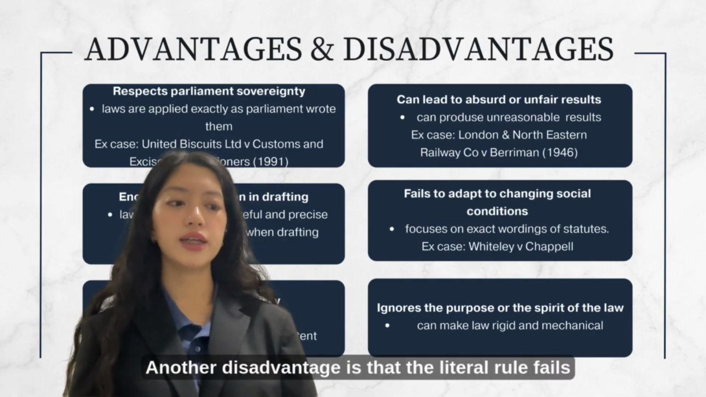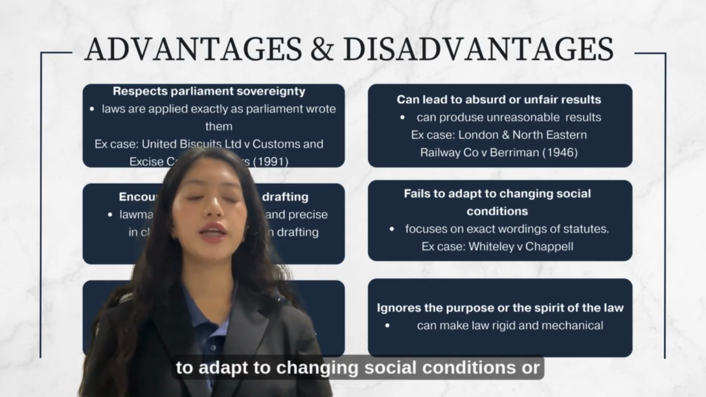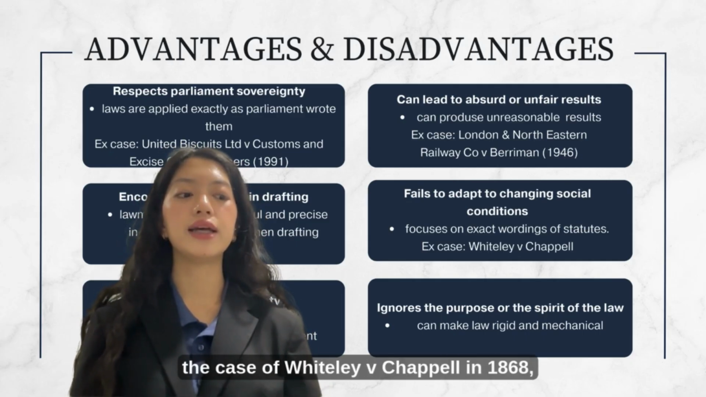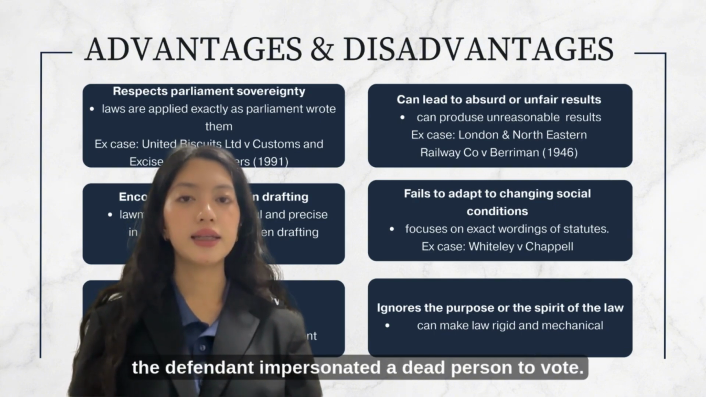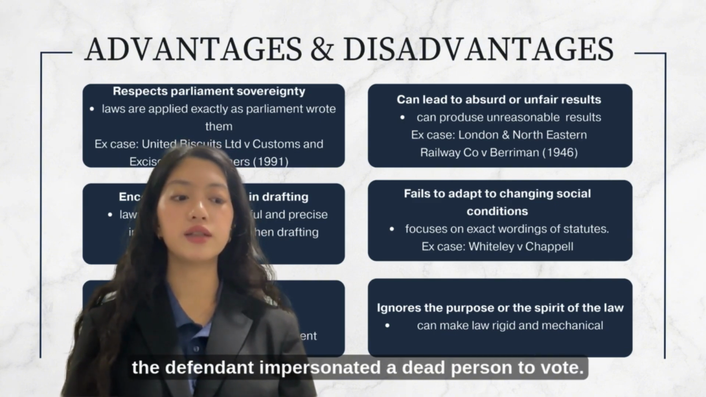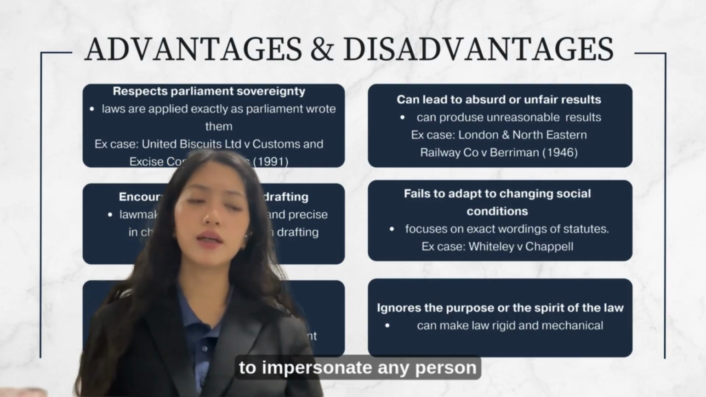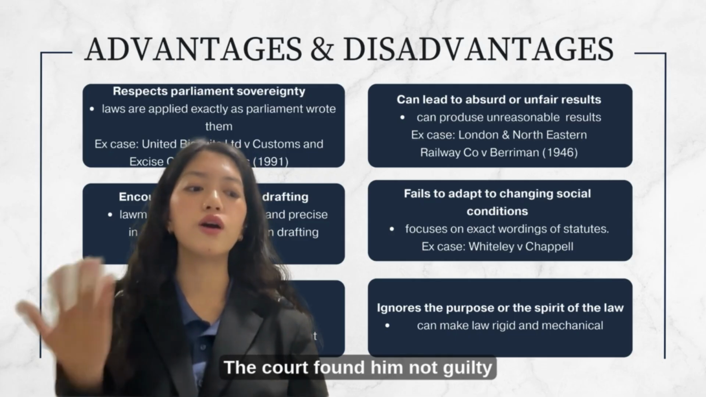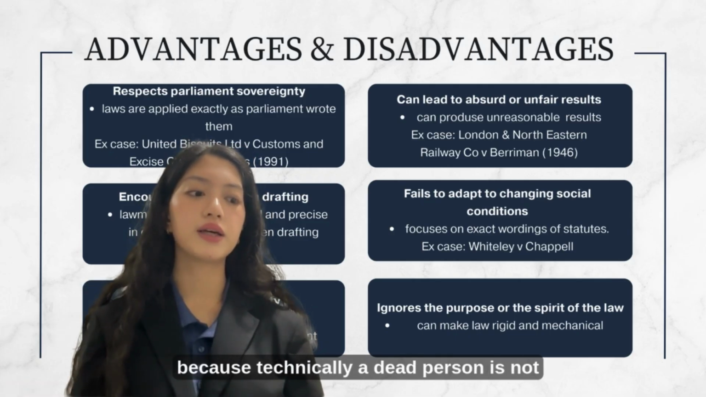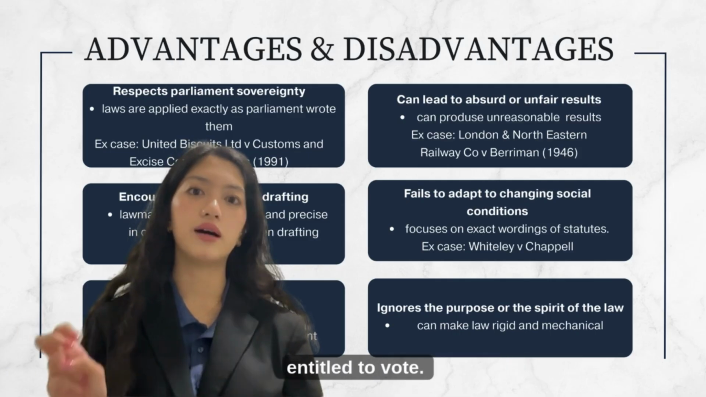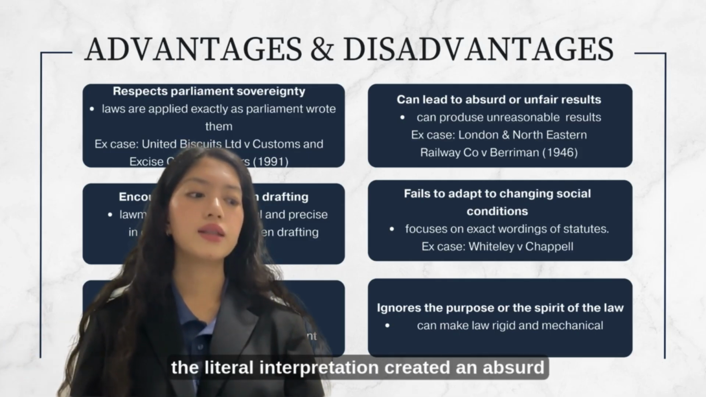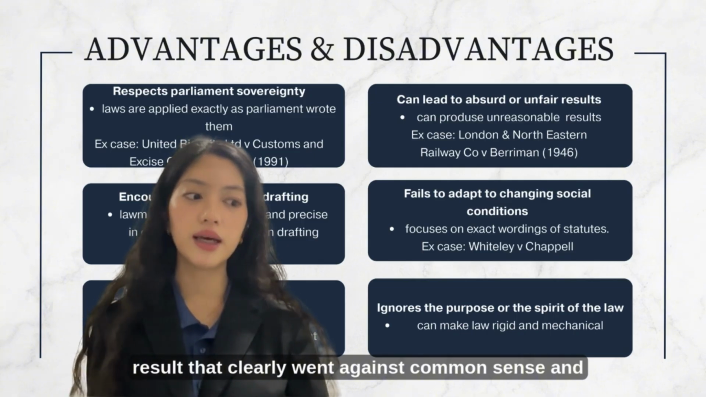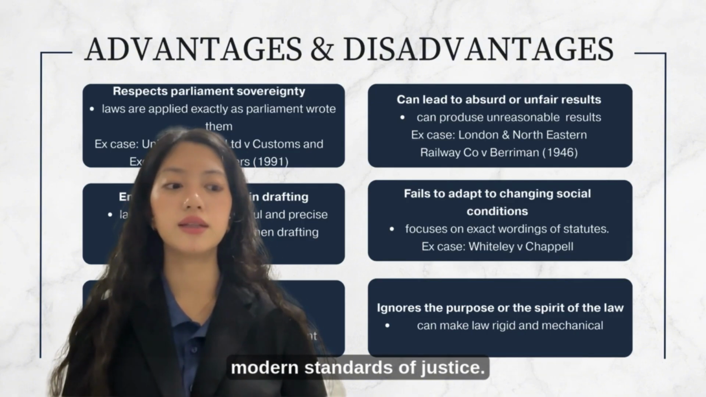Another disadvantage is that the literal rule fails to adapt to changing social conditions or modern context. In the case of Whiteley and Chappell in 1868, the defendant impersonated a dead person to vote. The law made it an offense to impersonate any person entitled to vote. The court found him not guilty because technically a dead person is not entitled to vote. The literal interpretation created an absurd result that clearly went against common sense and modern standards of justice.